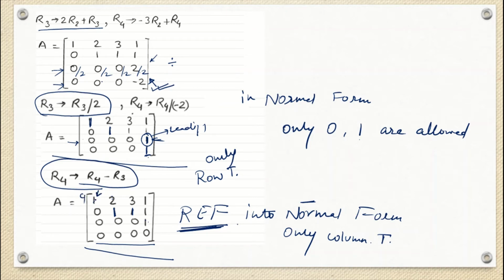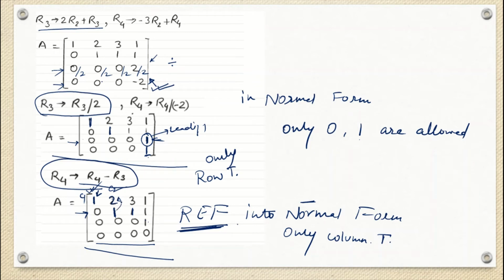In column number 1 I can see that the leading one is already present and below the leading one all numbers are 0. So this is perfectly okay. Now what about my column number 2? Column number 2 has 2 present here, and below that I can see that 1 is there, then 0, 0. This 1 is the leading one of the second row. So my rule says that above the leading 1 I should have 0.